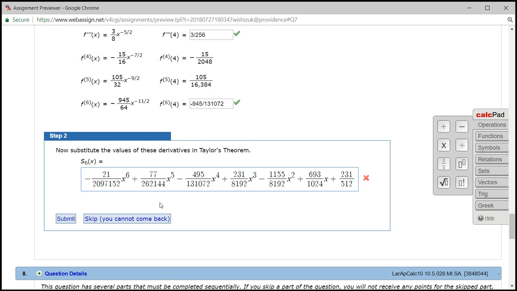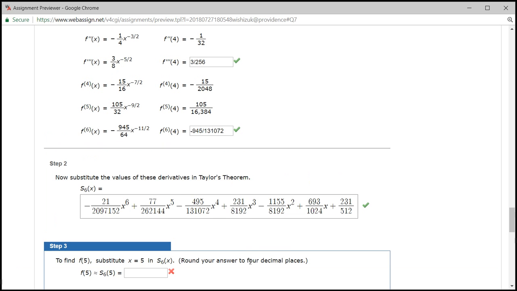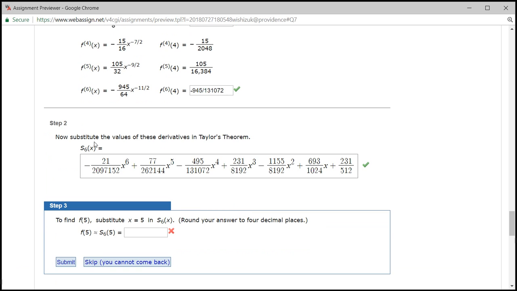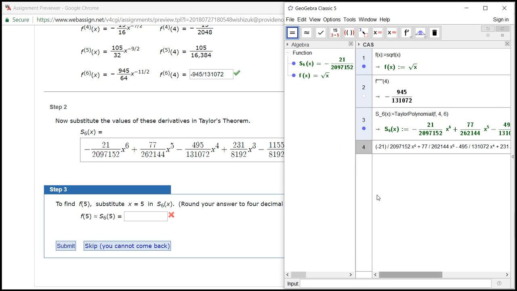Right, get rid of that. Alright, so let's check the answer here. Alright, it came back and looks like we got the step 2 correctly. Alright, so we want to find s of 6, so Taylor polynomial degree 6 evaluated at x equals 5. So here, we already defined it as s of 6.